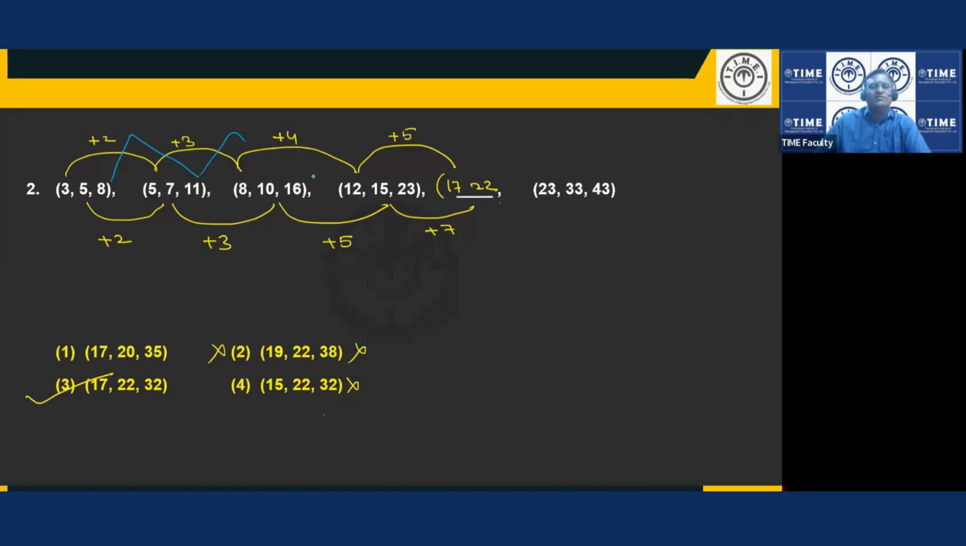8 to 11, 11 to 16, 16 to 23. 8 to 11 is plus 3, 11 to 16 is plus 5, 16 to 23 is plus 7. 3, 5, 7. Next what? Odd numbers, 9. 23 plus 9 is 32. 32 plus 11 is 43. Yes, it is matching. So already we got option number 3.